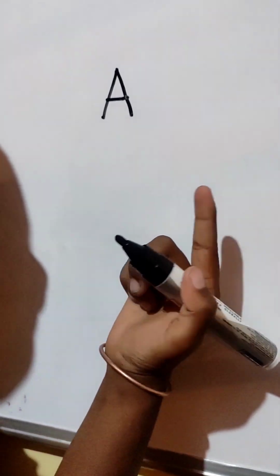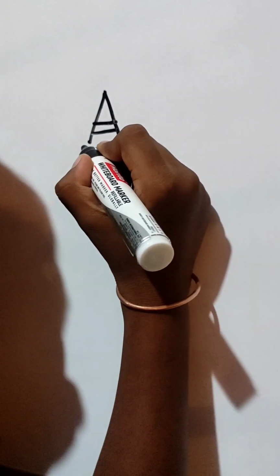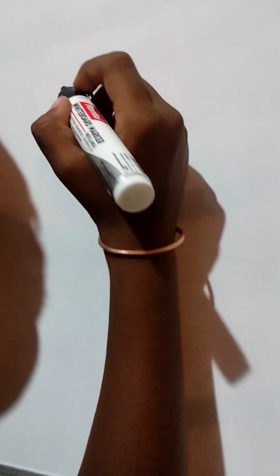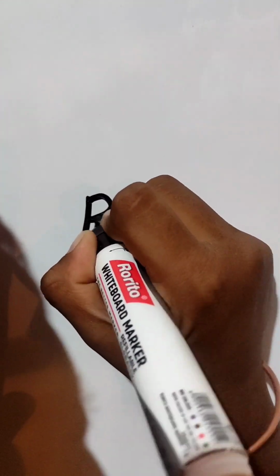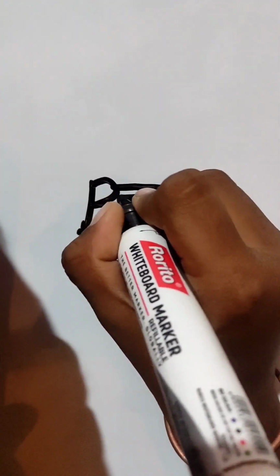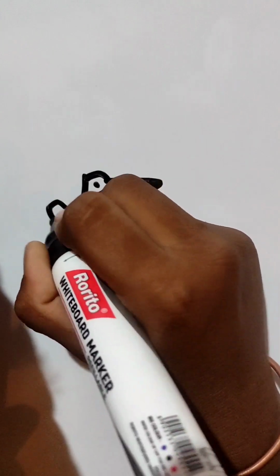It's a normal A. Right here, then write like this, then colour after. Next is B, a bird. I'm making a B into a bird. A bird is done. Just like that.